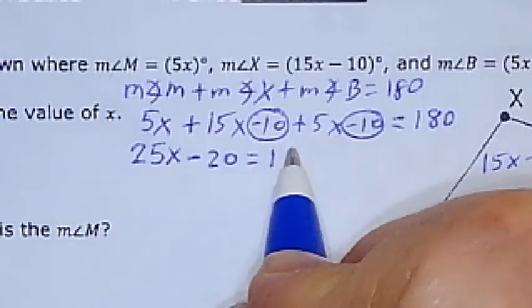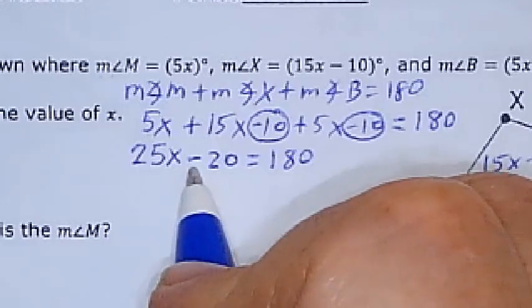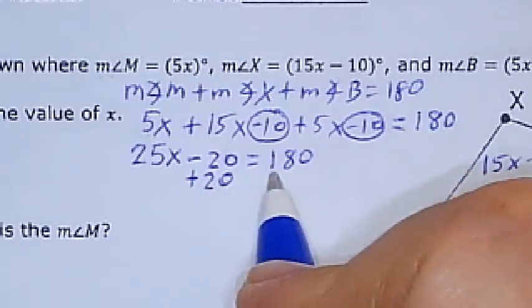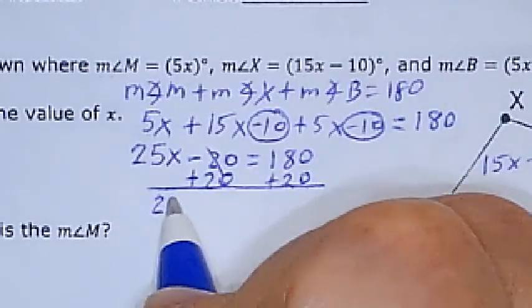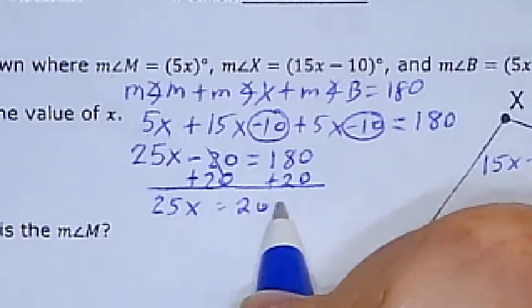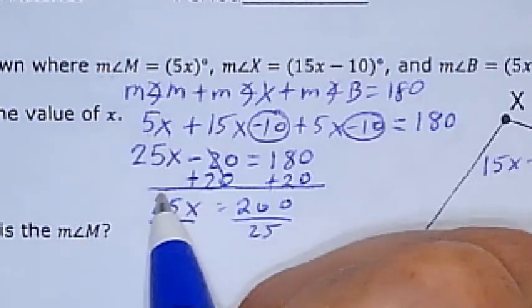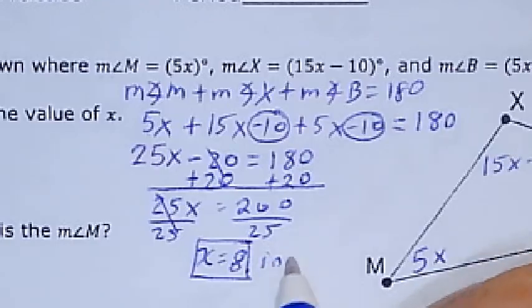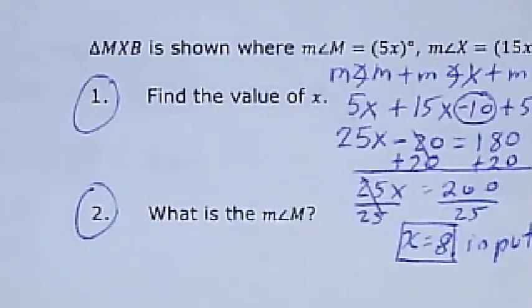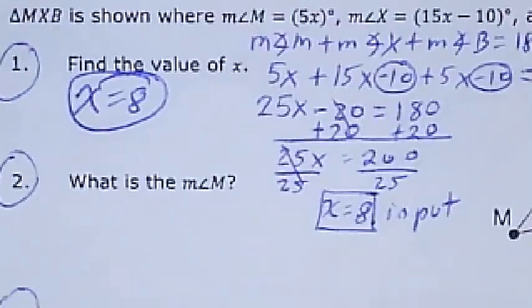180. And you kids know better than I do. You add 20 here, add your 20 there. So 25x equals, that's right, 200. Divide by 25. Divide by 25, and what does that give you? Yep. And that happens to be an input value. So I'm just going to put that answer right here. X equals 8. Beautiful.